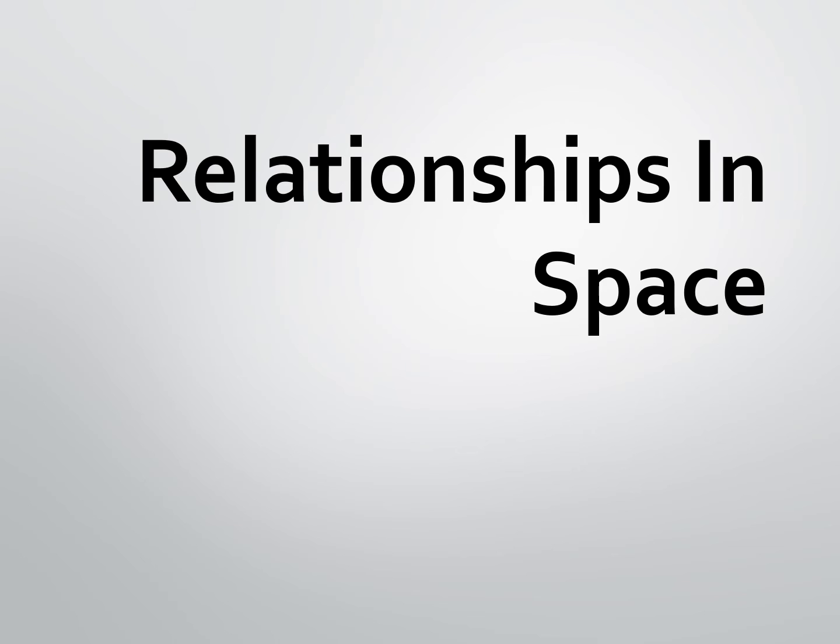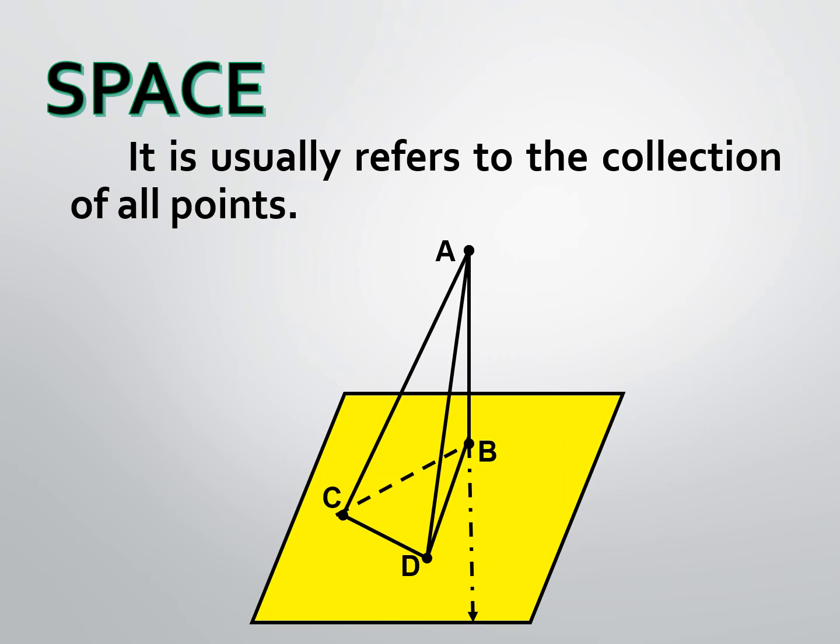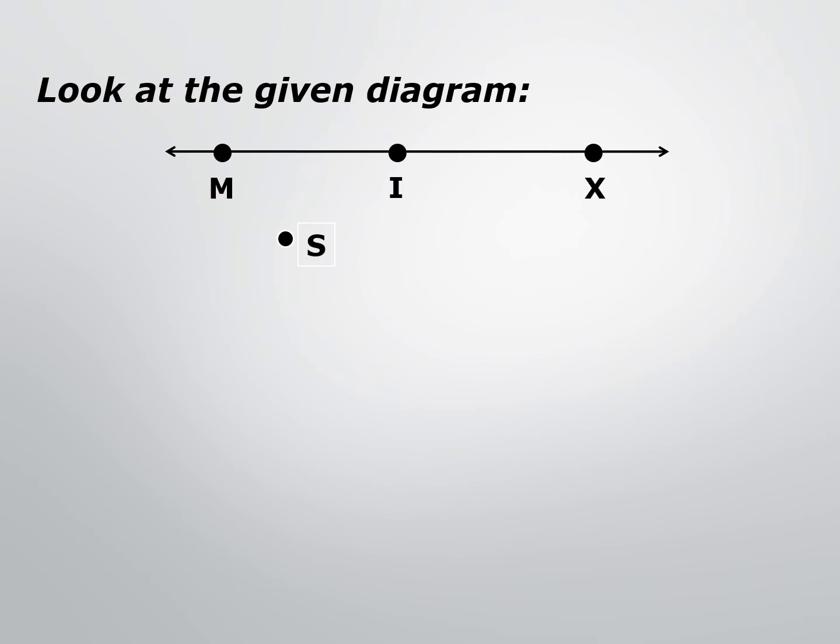So let's deal now with the relationships in space. Space usually refers to the collection of all points. So we have here the space. This is an example of a space wherein we have a plane and we have also points or figures in a plane. So look at the given diagram.